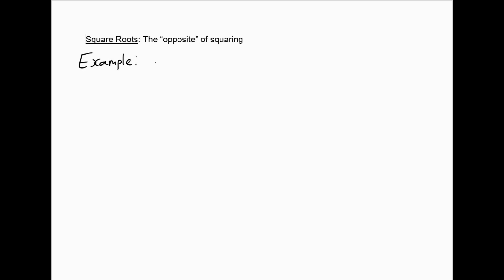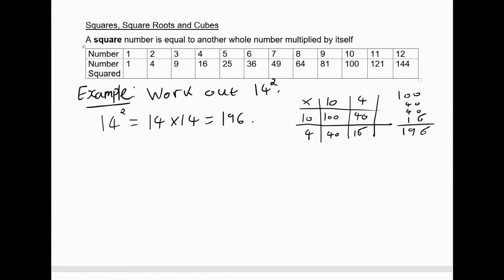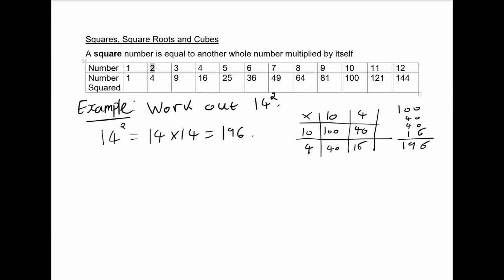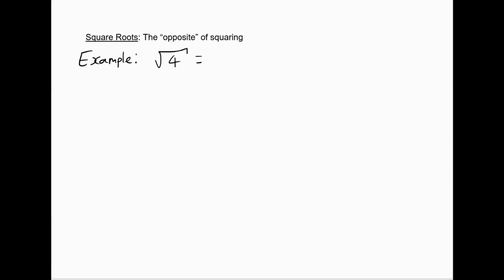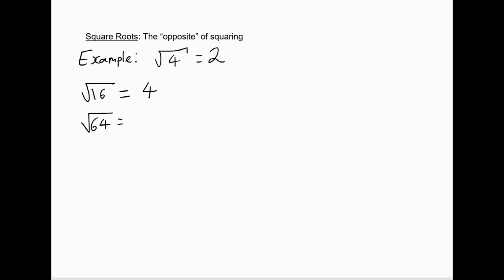The square root of a number can be thought of as the opposite of squaring the number. If we want to work out the square root of 4, the answer will be the number that I need to square to get 4. And if we remember from earlier, the number that I squared to get 4 is 2. 2 squared is 4. So the square root of 4 is simply 2. The square root of 16 is the number that I need to square to get 16, which is just 4. The square root of 64 is the number that I need to square to get 64, which is 8. The square root of 1 is a number that I have to square to get 1, which is just 1.